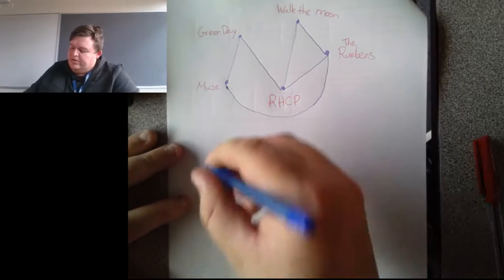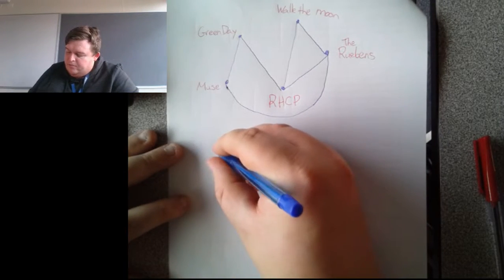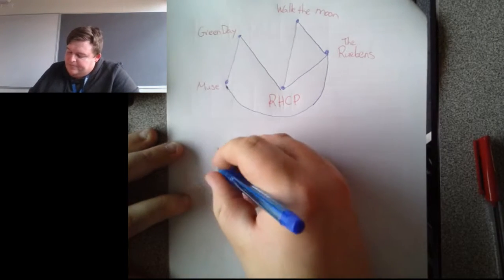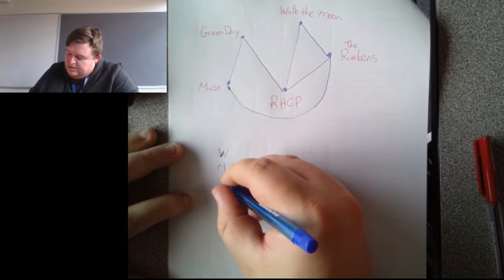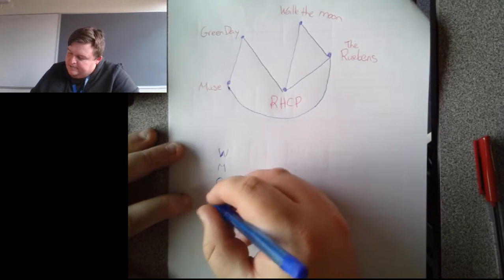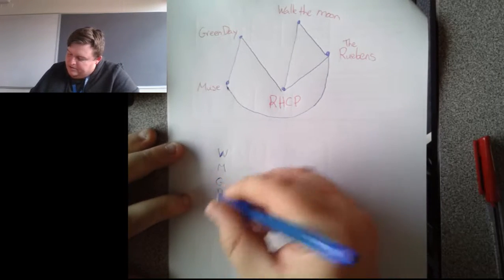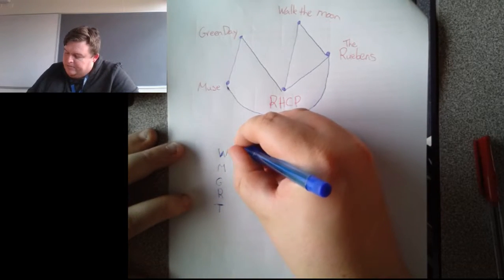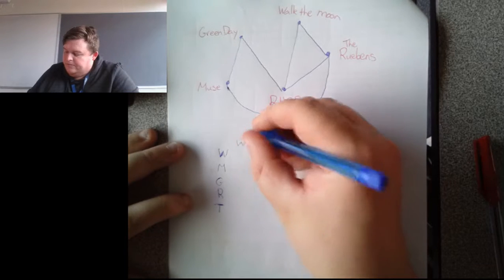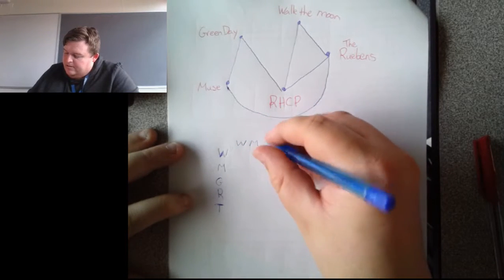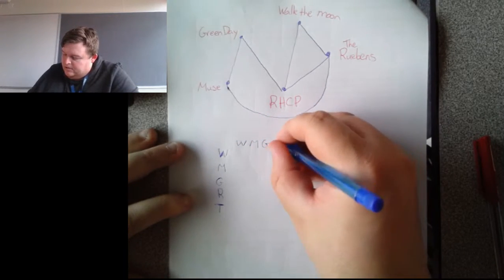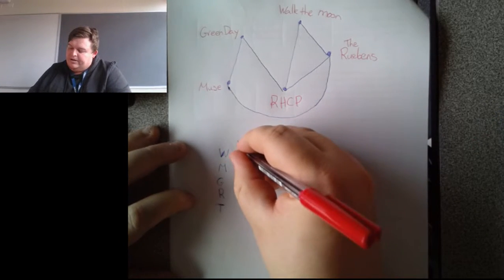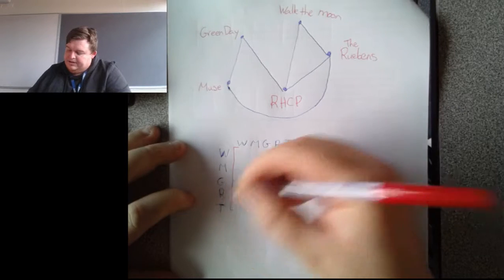Okay, so I'm going to have W for Walk the Moon. Bad W, but that's okay. M for Muse, G for Green Day, R for Red Hot Chili Peppers, and T for the Rubens. I'm going to represent them this way too: W, M, G, R, T. All right, and we're going to draw a matrix that's going to roughly fill this space.